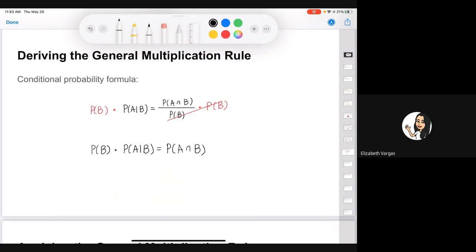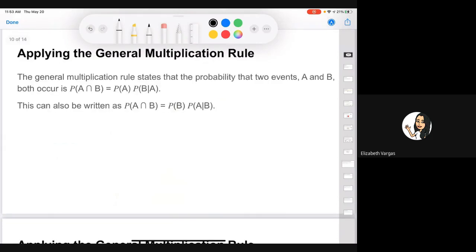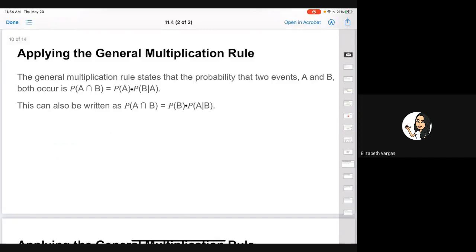Okay. So the general multiplication rule states that the probability that two events A and B will occur can be calculated using this equation right here. This can also be written as the probability of event A occurring times the probability of B occurring given that A has already occurred. So basically, we can use this equation to solve for the probability that A and B will occur if we are asked to solve for that.